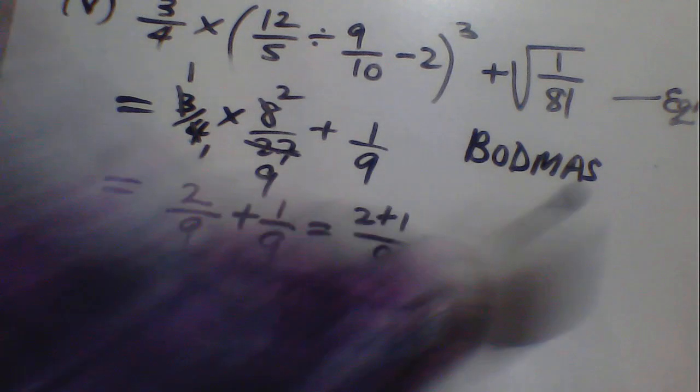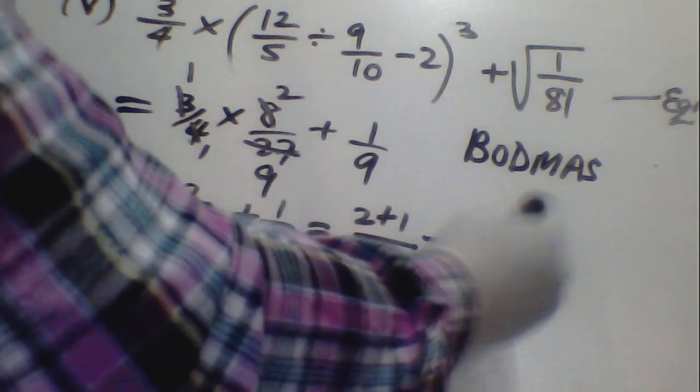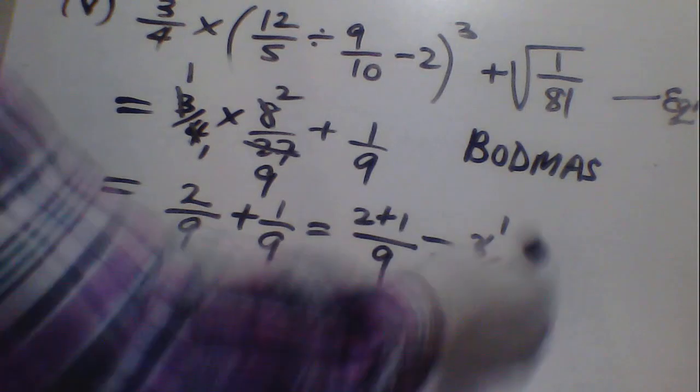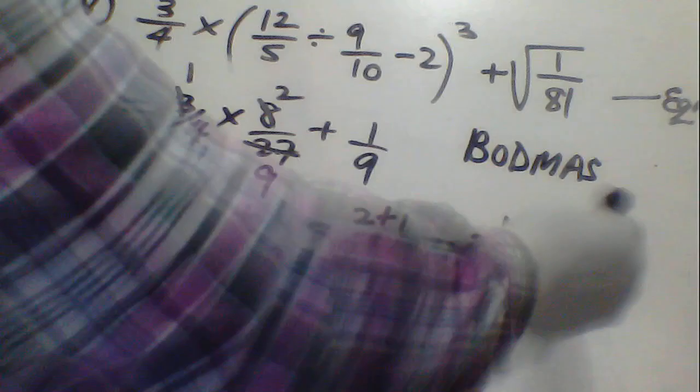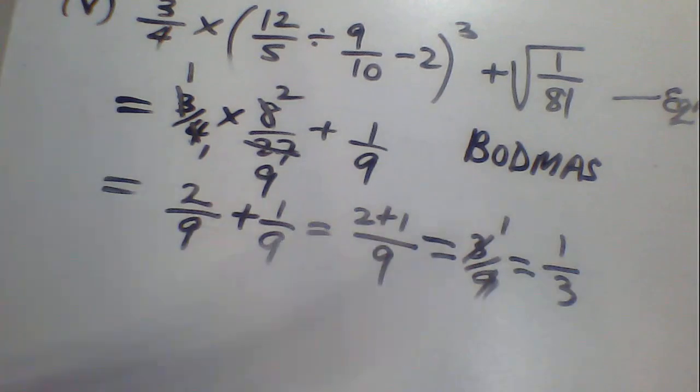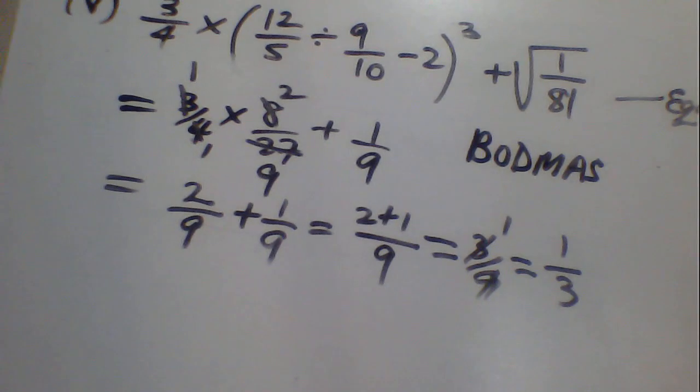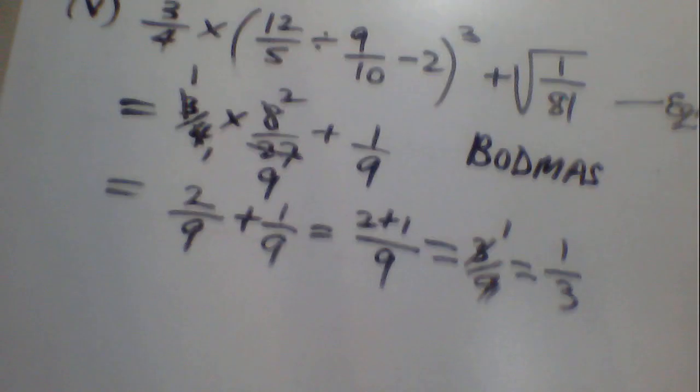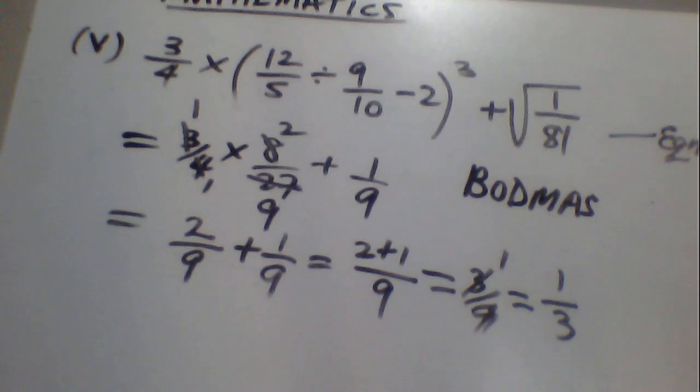So from here, 3 can divide itself to give us 1, and 9 divided by 3 gives us 3. This gives us 1 over 3, and that is the answer. Once we arrive at this point, you have gotten the answer.